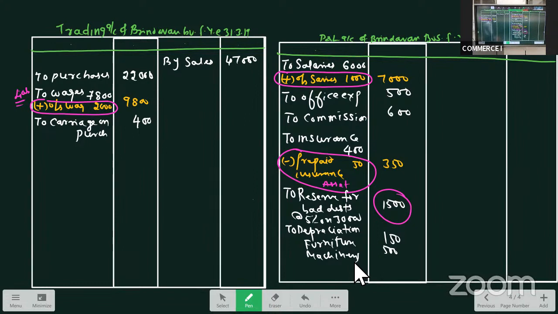Then closing stock, as you know, is always an adjustment entry. We'll take it here once and then we'll show it as a current asset, 11,000. With this, we have taken all the items related to trading and P&L account from the trial balance. Now let us close the trading account.